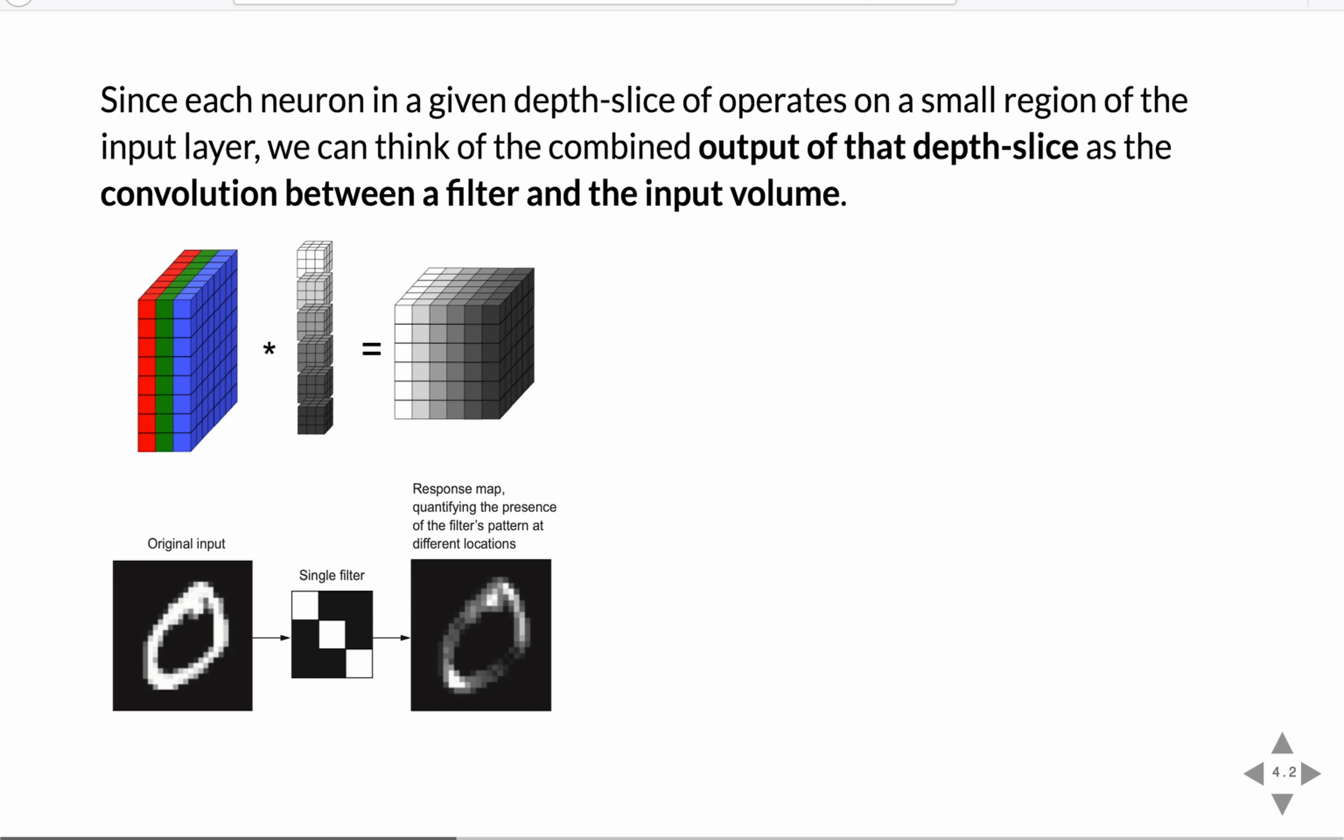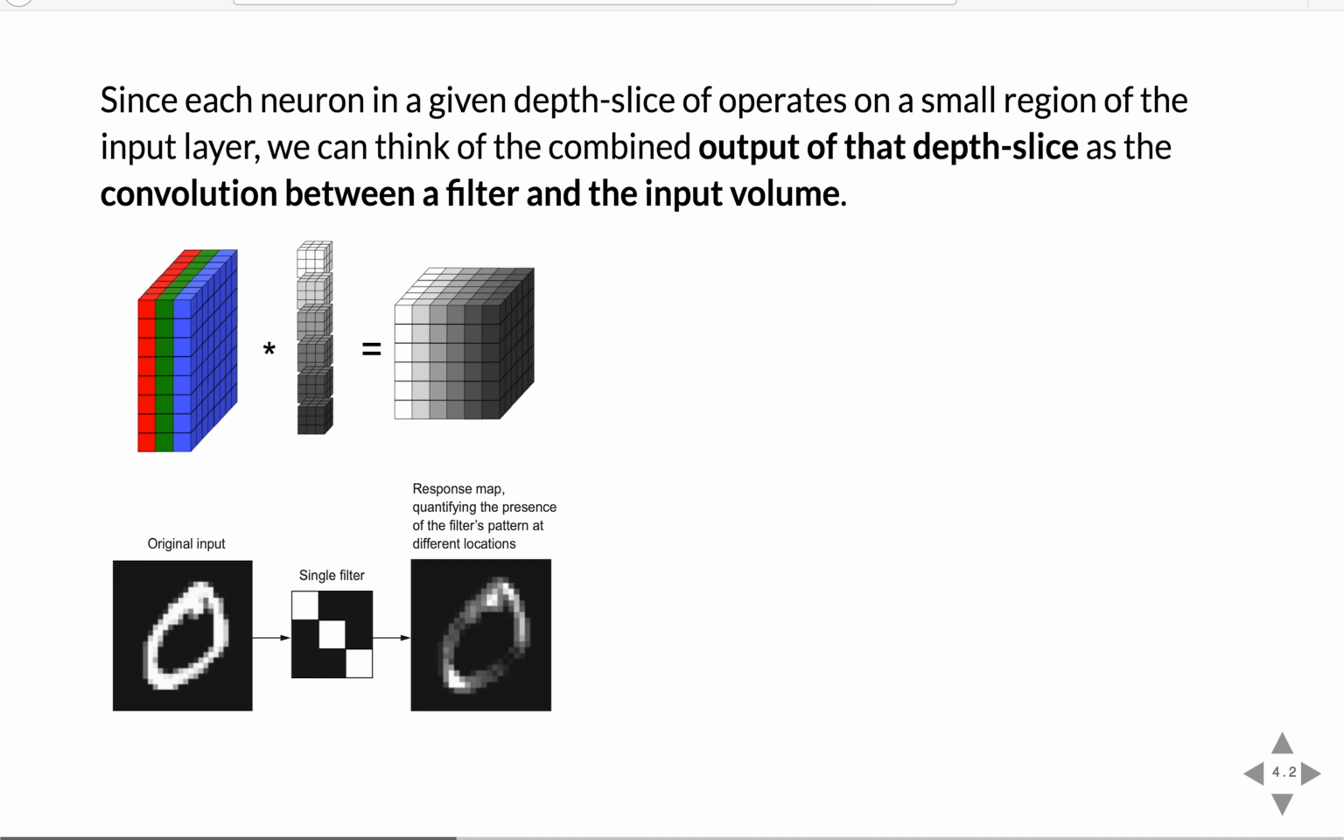The dot product will be higher. Okay, so now back to our structure of convolutional layers. If this is my input volume, since each depth slice has the same parameters and each neuron is looking at different regions, I can think about each parameterization as a filter.